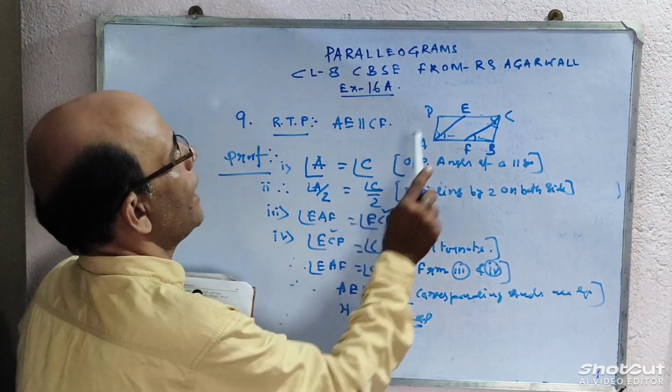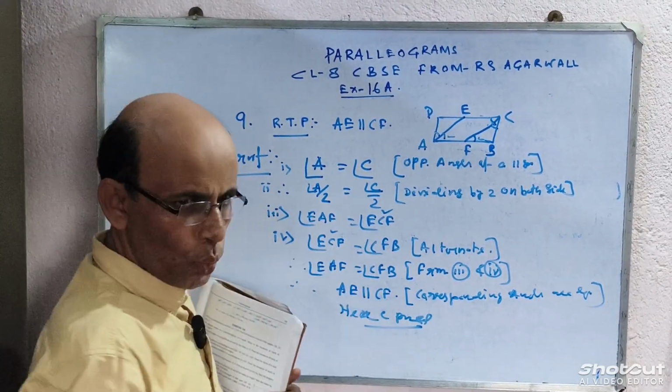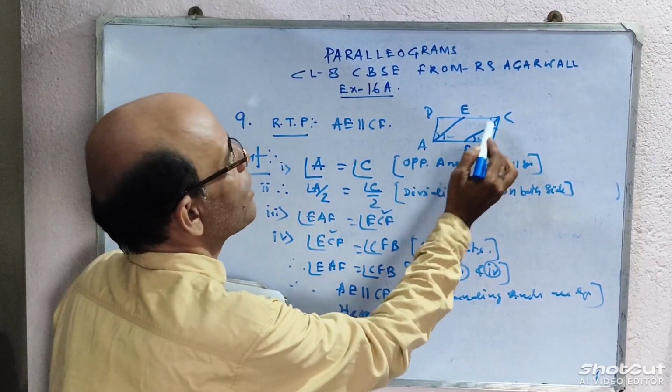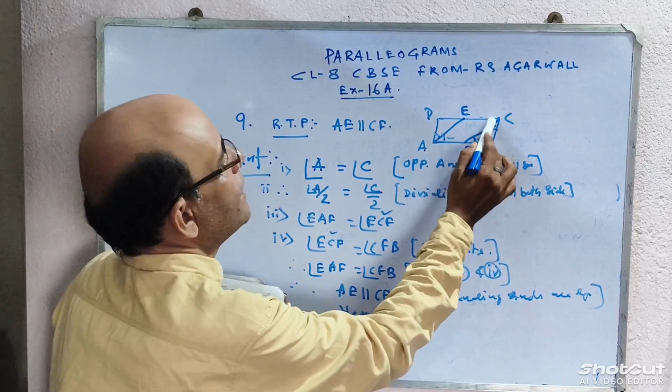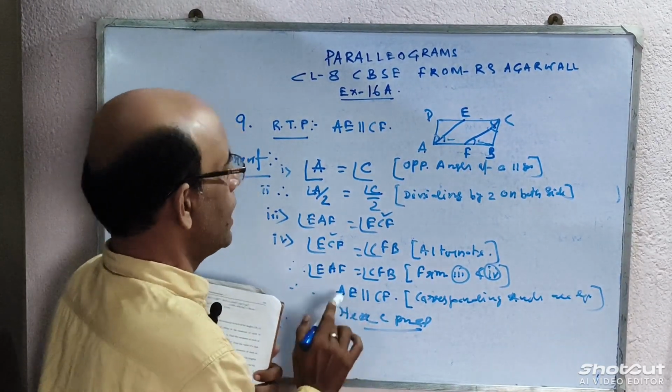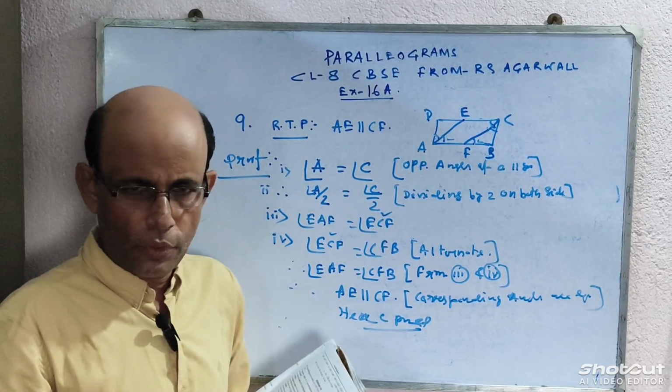Again, I repeat: angle A equal to angle C, dividing by 2. Therefore, A by 2 equal to C by 2. But A by 2 means this and C by 2 means this, and this is equal to this. From the conclusion, therefore, AE equal to CF.